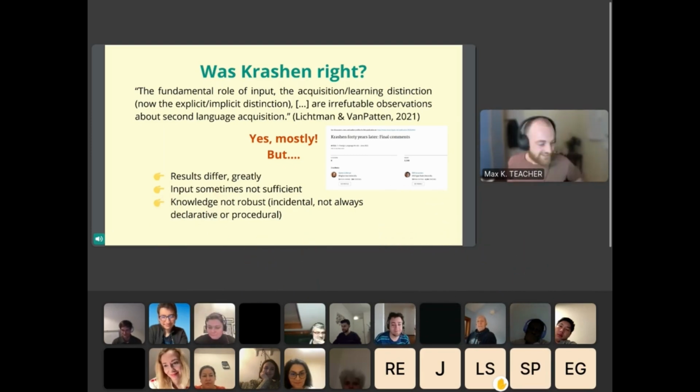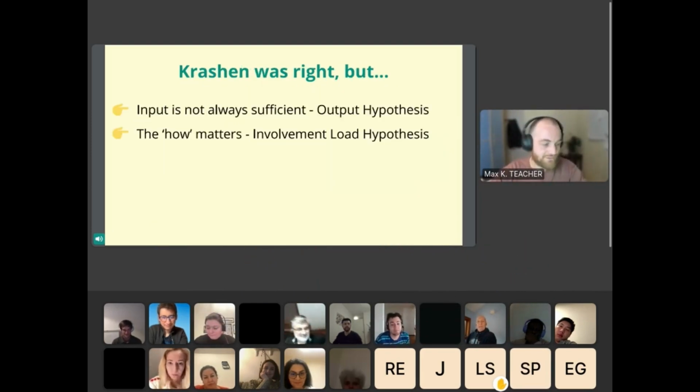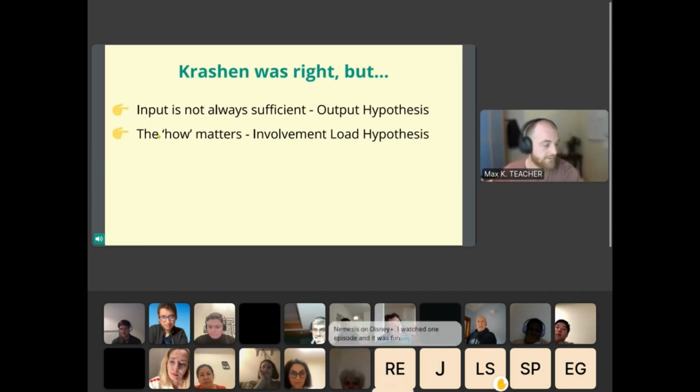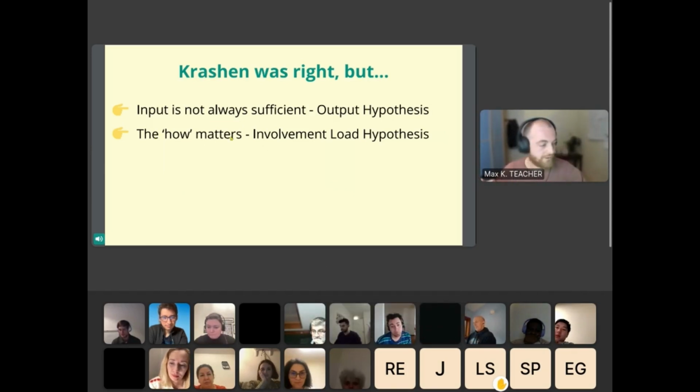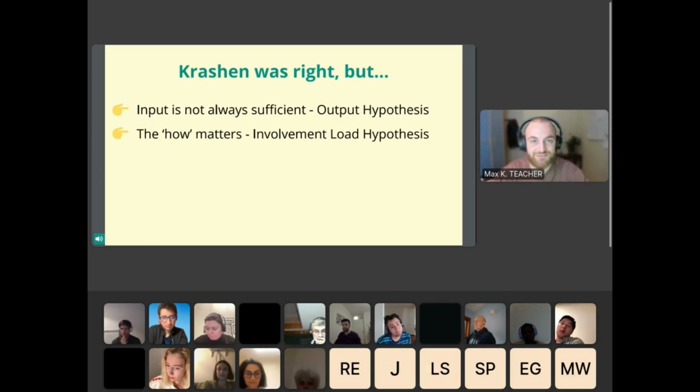Okay, nice. So Krashen was right, but input is not always sufficient. So that's why someone else came up with the output hypothesis. So we're going to look at that. And how you read and listen is important. Okay, so some people read and listen but never understand. Or for example, if you turn on the radio in Dutch right now, the rest of your life, the chances are you won't learn Dutch, even with maximum input, right?